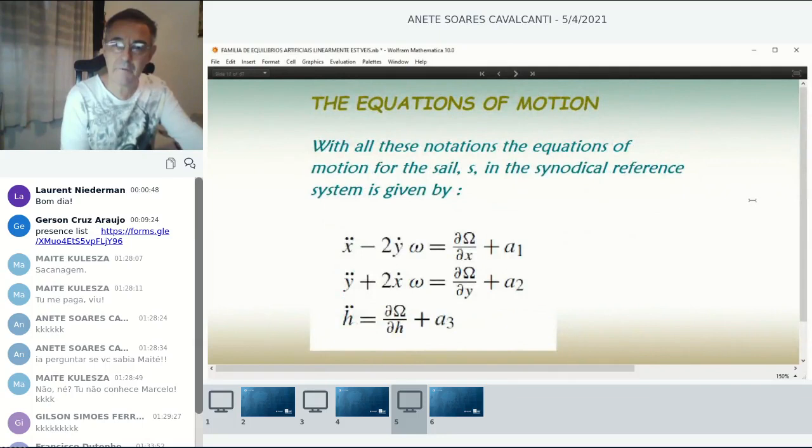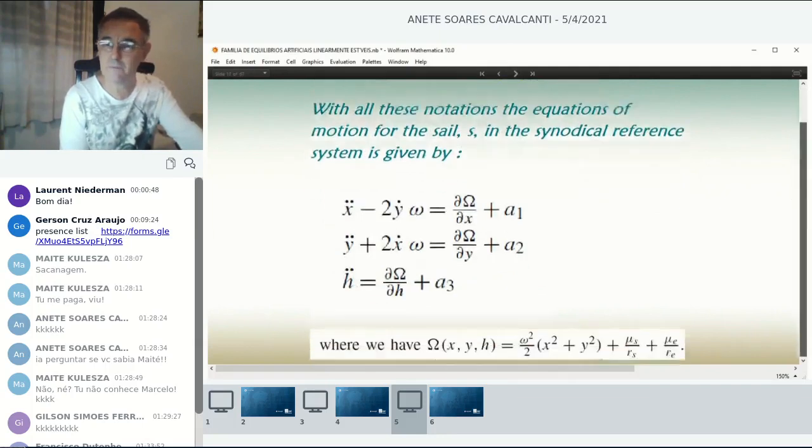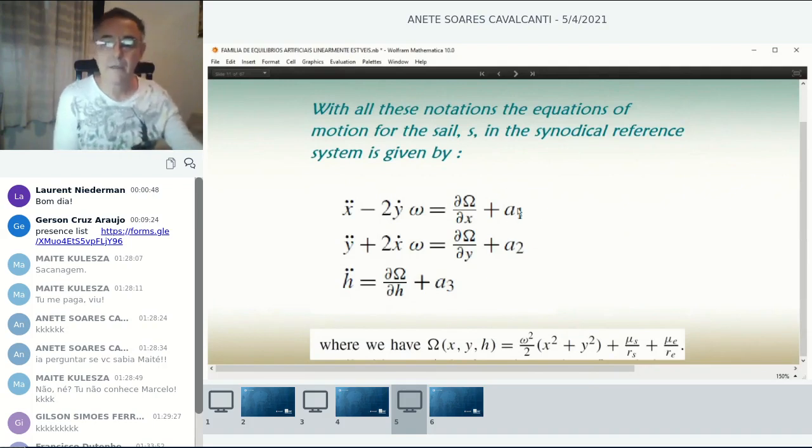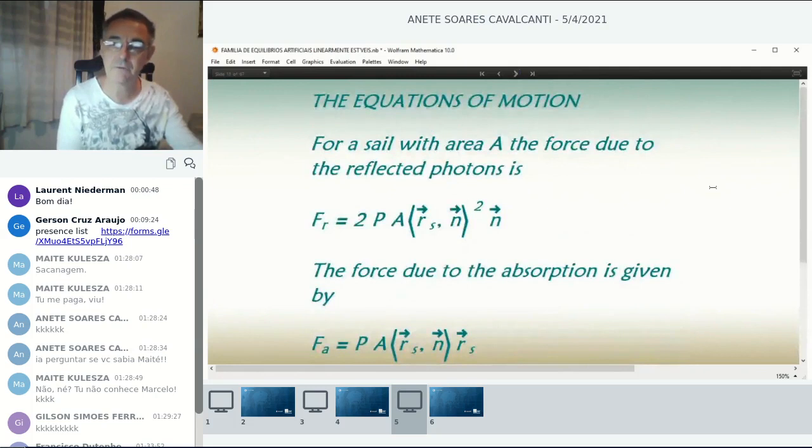Okay, so here I rewrite the equations of motion in the coordinates, and I present the potential function capital omega, given down here. And well, as we are going to study the equilibrium, we're going to consider the equations in which the left-hand side of all these three equations are equal to 0. All right. But in order to do this, we have to figure out the expressions for the accelerations, A1, A2, and A3. So we do this now.